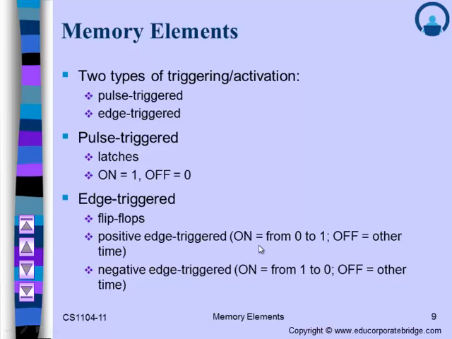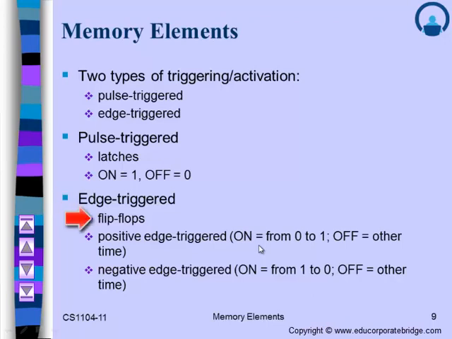The same is written here, the two types of triggering activation. One is pulse triggered, the other is edge triggered. Now the pulse triggered are latches, on and off. On is 1 and off is 0. And edge triggered are flip flops.